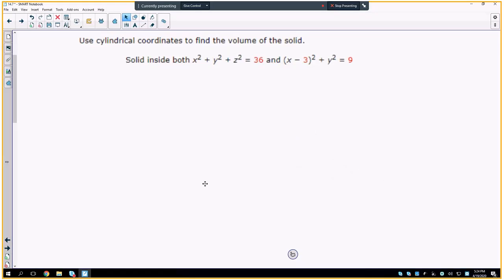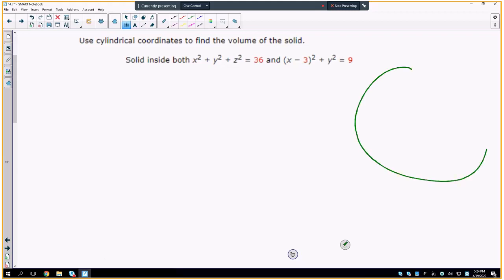In this video, we will talk about the cylindrical transformation in multiple integration for three variables. So the first example is asking us to find the volume of the solid inside both the sphere x squared plus y squared plus z squared equal to 36 and (x minus 3) whole squared plus y squared equal to 9. So let's first try to understand that with the diagram.